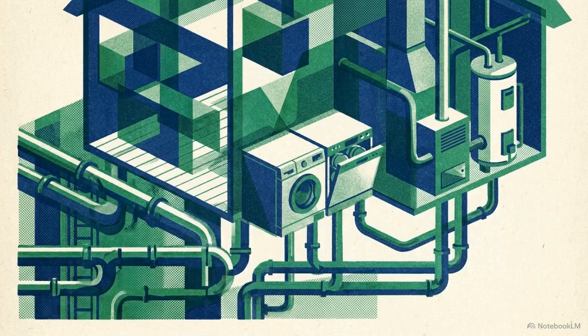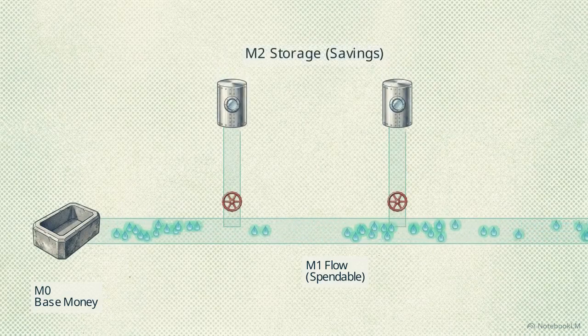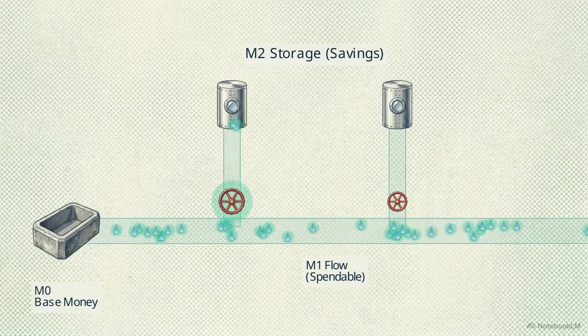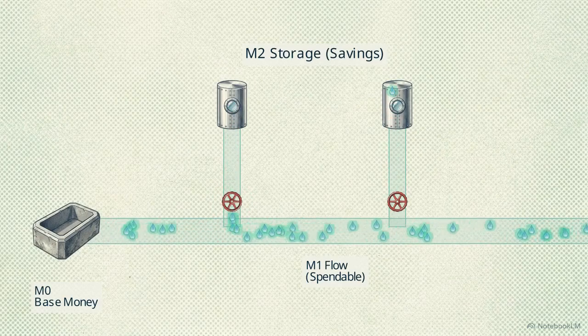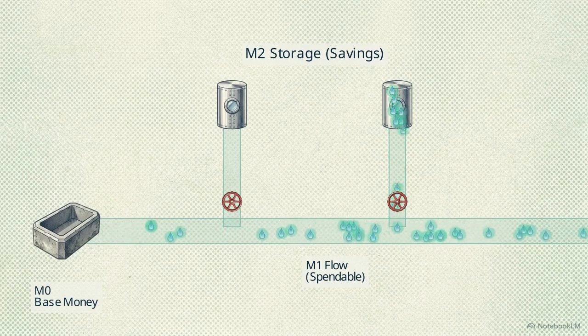If M0 is the reservoir, M1 is the active plumbing system running right into your house. This diagram shows the connected system. M1 holds cash and checking accounts actively flowing daily. M1 pipes branch into M2 storage tanks, representing savings. To spend M2, you twist a valve, transferring funds back into the active M1 flow.